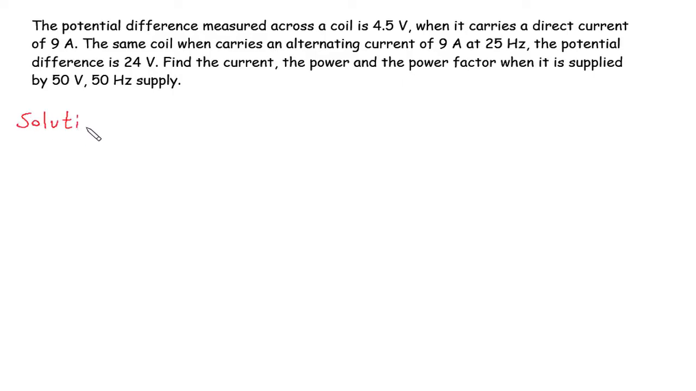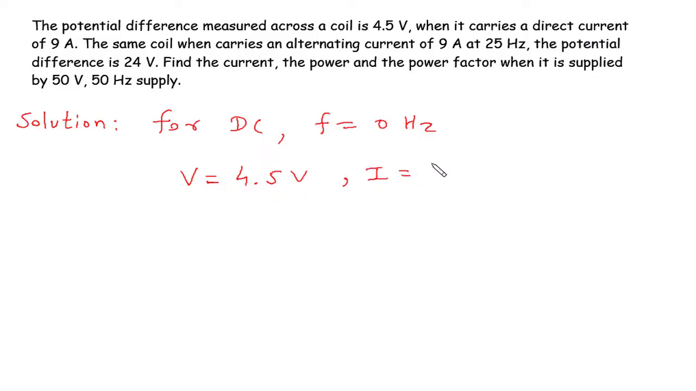Solution. First, it is for direct current. So we will write for DC, f is equal to 0. For direct current f is equal to 0 Hz. Potential difference is given, that is V is equal to 4.5 volt. Direct current is given, that is I is equal to 9 ampere.